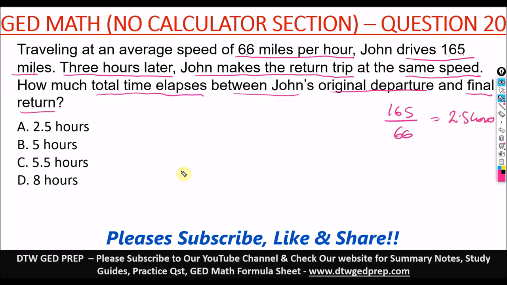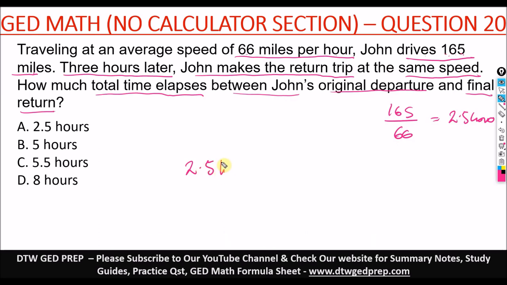All right, so that's the first journey, 2.5 hours, then plus the 3 hours later, then plus the return trip, which he made at the same speed, which is also 165 divided by 66, which is 2.5. When we add this up, 2.5 plus 3 is 5.5, then plus 2.5, we get 8 hours. Our right option here is option D.